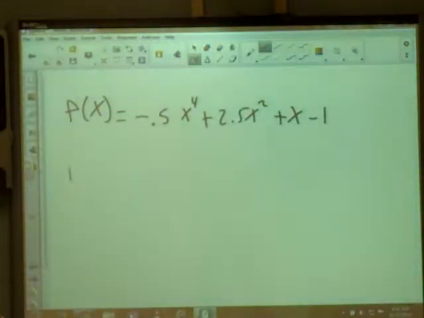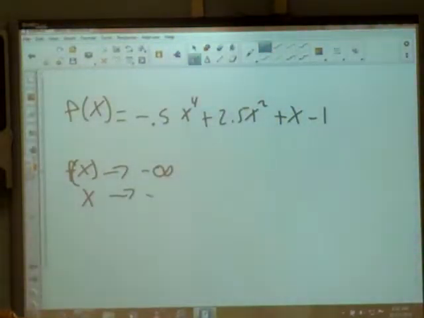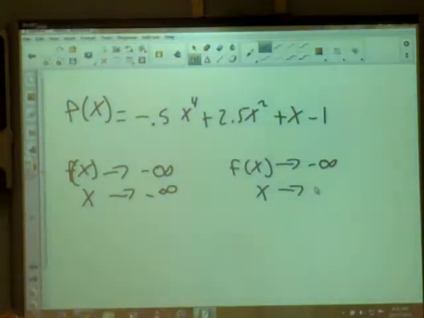As f of x approaches, which way are you going? So f of x approaches negative infinity. What does x do? It goes one time. And then on the other side, f of x approaches, it's still negative because they're both going down, right? But now what will x approach? Yep, that's it. So you just find the degree and then the coefficient.